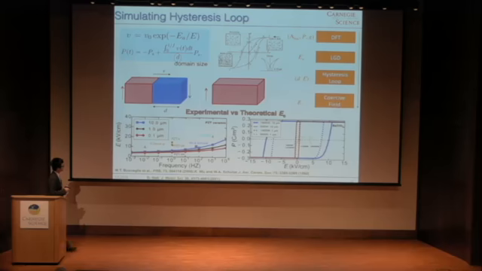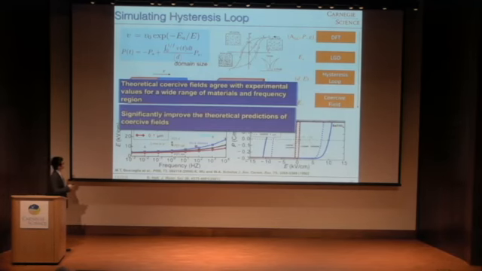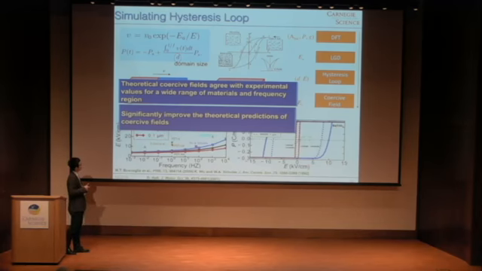Here I show the results for PZT and barium titanate. Our theoretical coercive field now is at least of the same order as experimental values. It also has this frequency dependence. I need to emphasize that the coercive field in DFT is probably not well defined, because the magnitude of the coercive field really depends on the frequency of the electric field. So our method significantly improved the theoretical predictions of coercive fields.